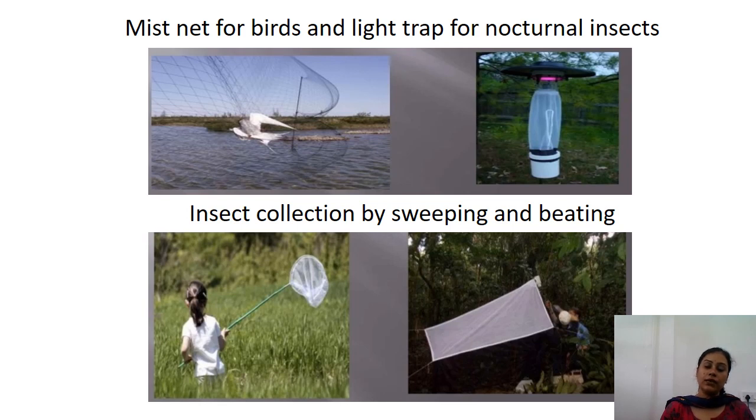The third photograph is a sweeping net, which is used to collect butterflies, and the fourth one is a beating net. It is used to collect different kinds of insects found in different canopies of the trees. If we beat those trees with some stick, then all those insects fall down into our beating net. After that we can collect those insects.